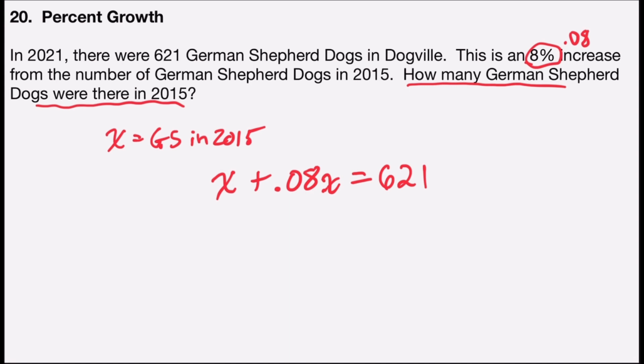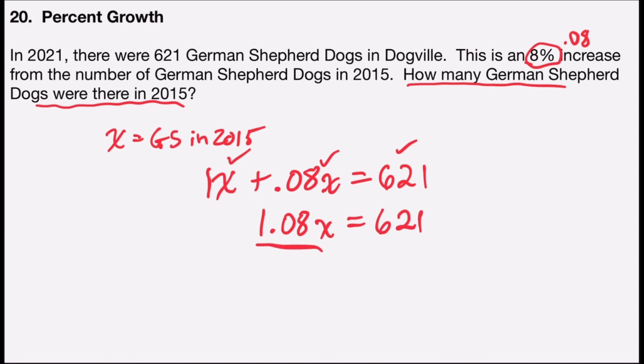So I have the number of dogs in 2015 plus 8% of that number, and that will equal my new number 621 in the year 2021. So remember, there's a hidden 1 in the front of this. 1x plus 0.08x would be 1.08x, and that would be equal to 621.